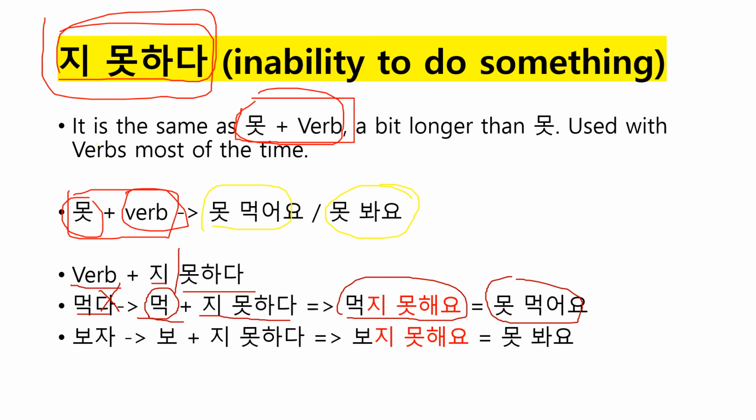보다. Oh, this is a mistake. It should be 보다. So 보, we take the part without 다, and then 지 못하다. It becomes 보지 못해요 or 못 봐요. I can't see. Both are fine. Okay?